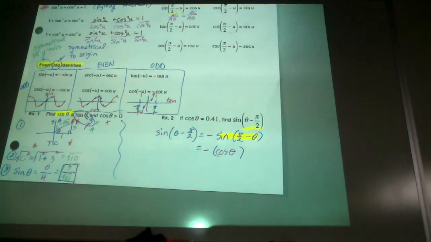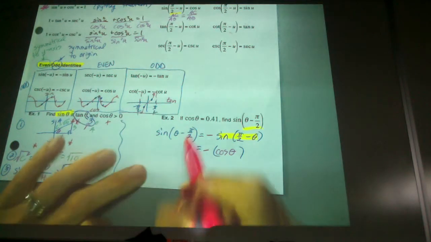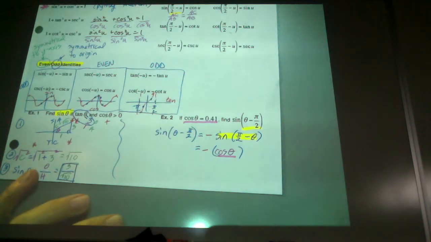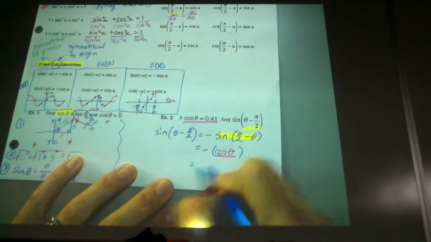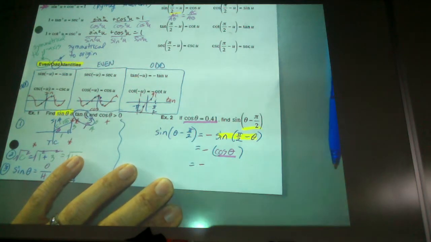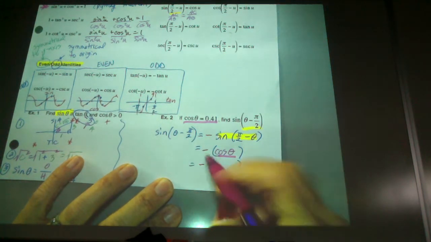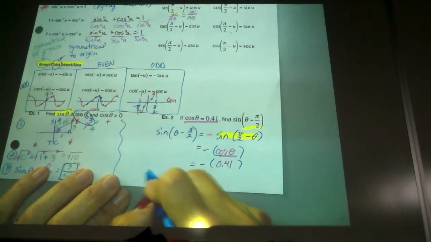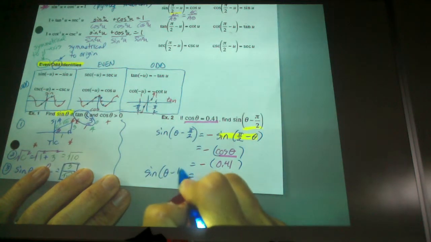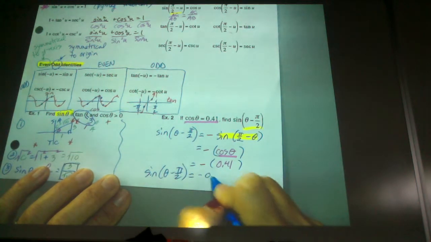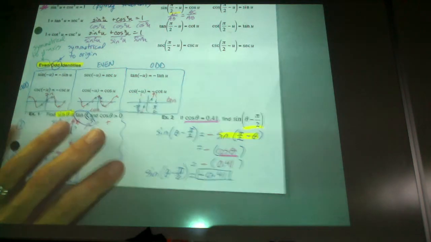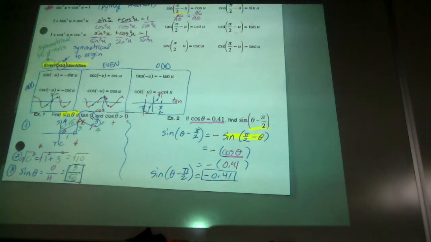Do I know the cosine of theta? Yeah, they told us the cosine of theta was this, so can't I replace all of that with 0.41? So then I have equals negative 0.41, which means that my answer to the sine of theta minus pi over 2 is actually negative 0.41.